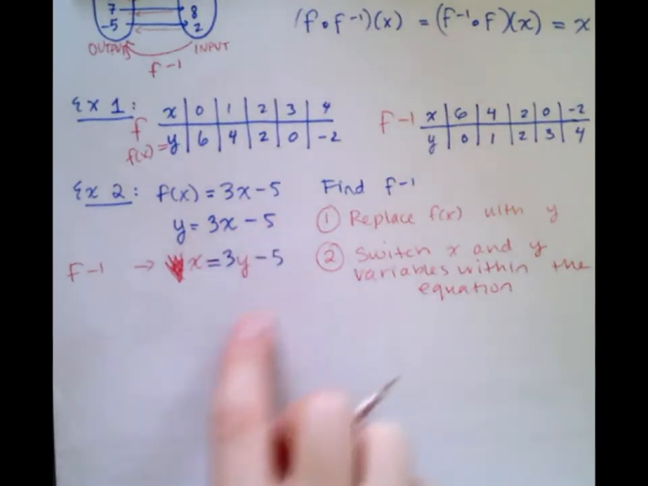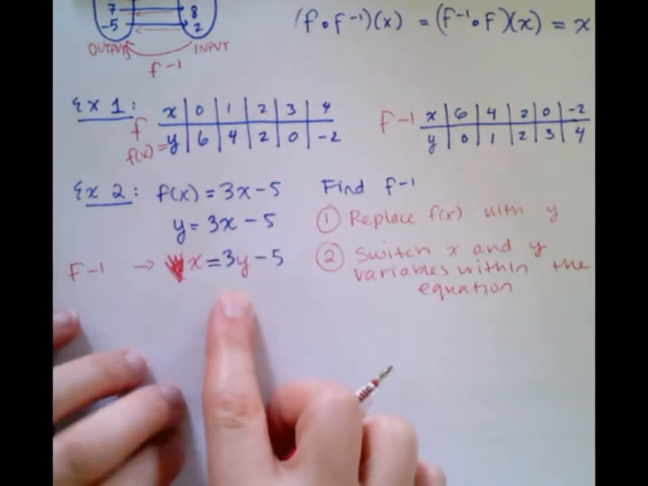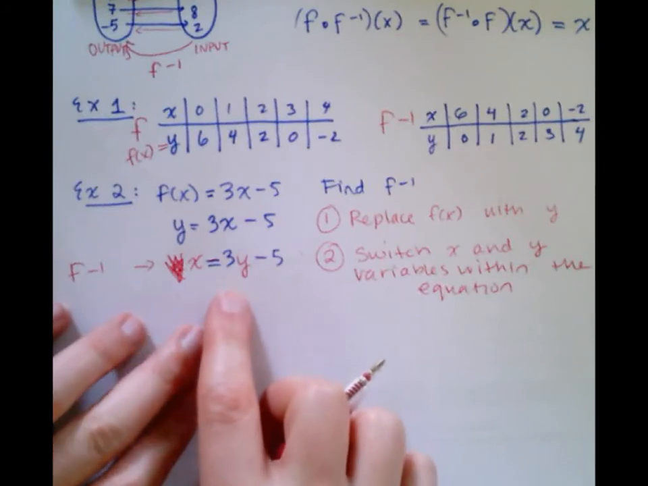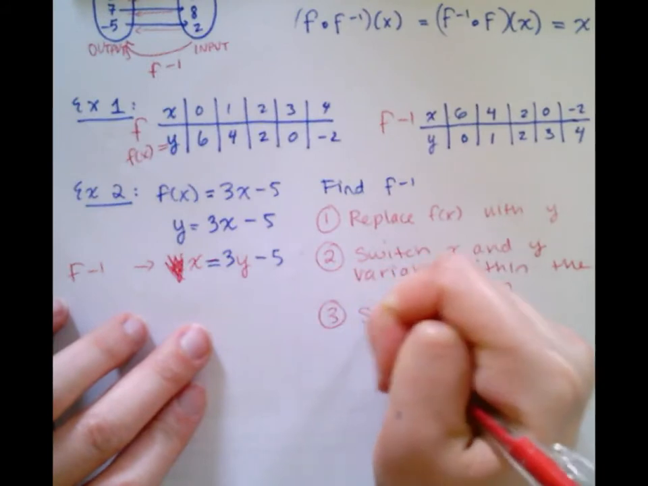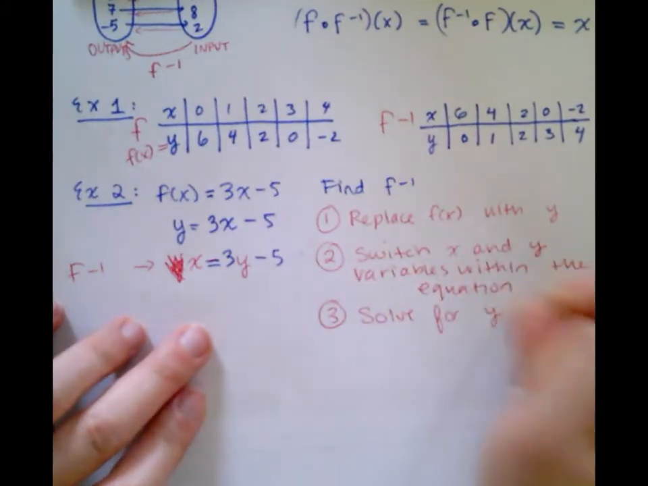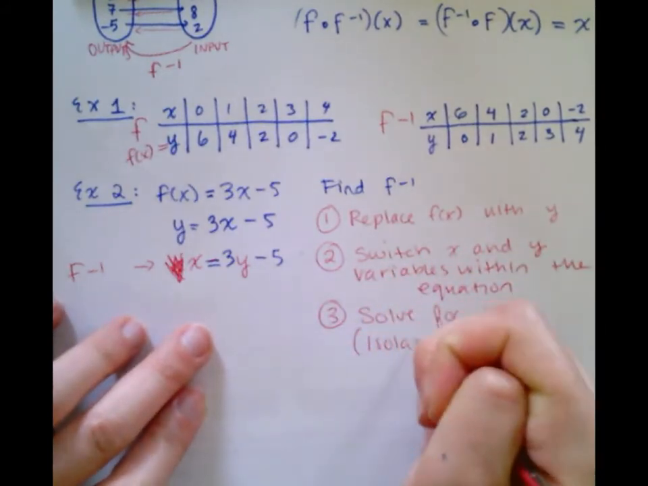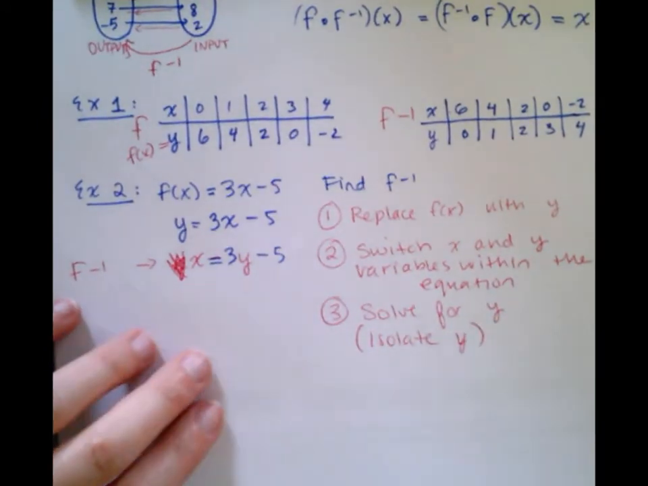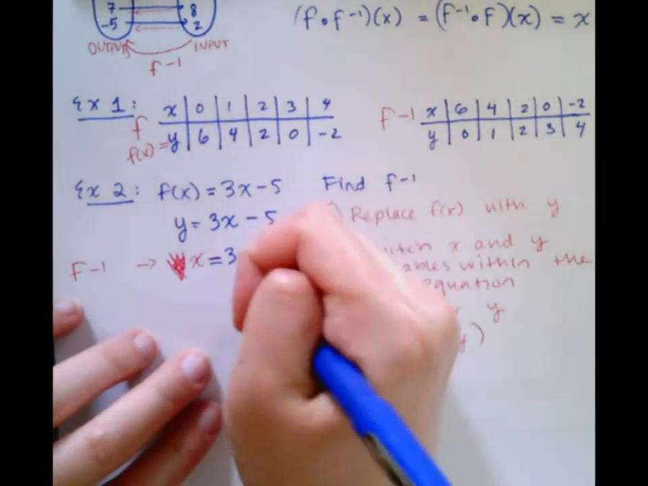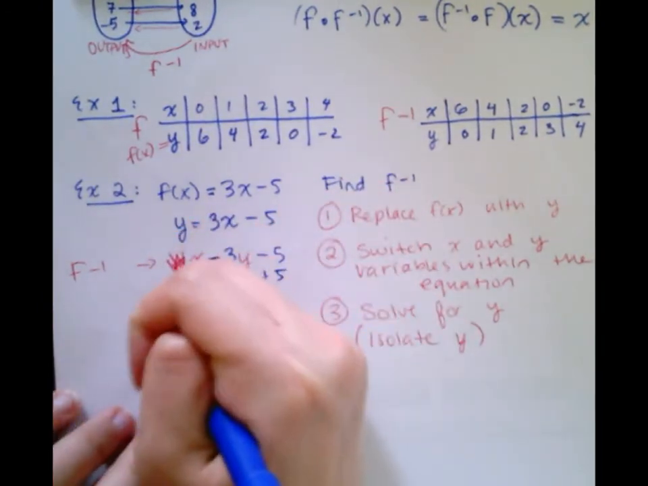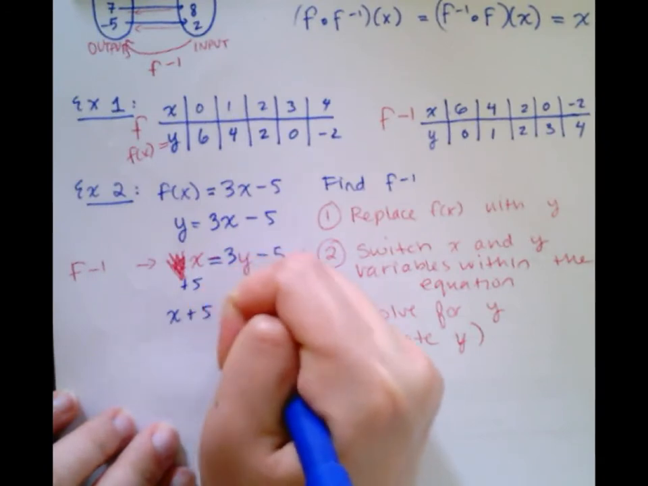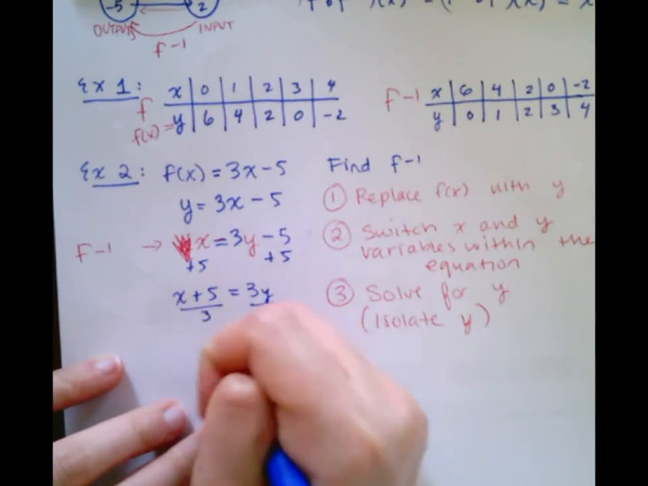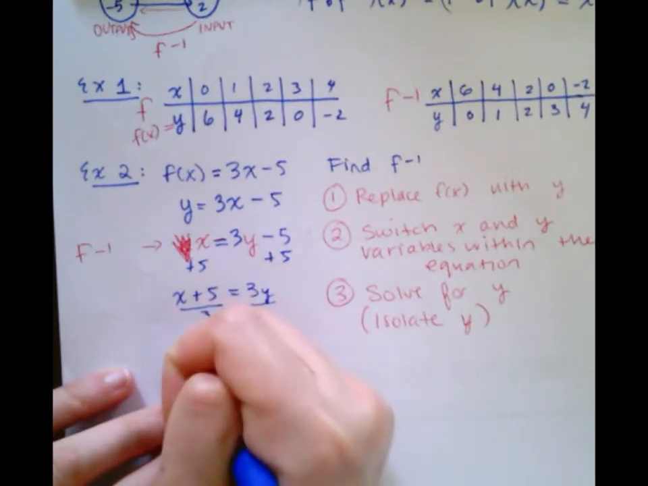So this function here is f inverse essentially, but it's not in the nicest form because I typically would like to have y by itself, not have x by itself. So our next step is to solve for y, which means isolate y. How do I do that? I have to add 5 to both sides. So then I have x plus 5 is equal to 3y, and then I would divide by 3. And I would get y is equal to x plus 5 over 3.